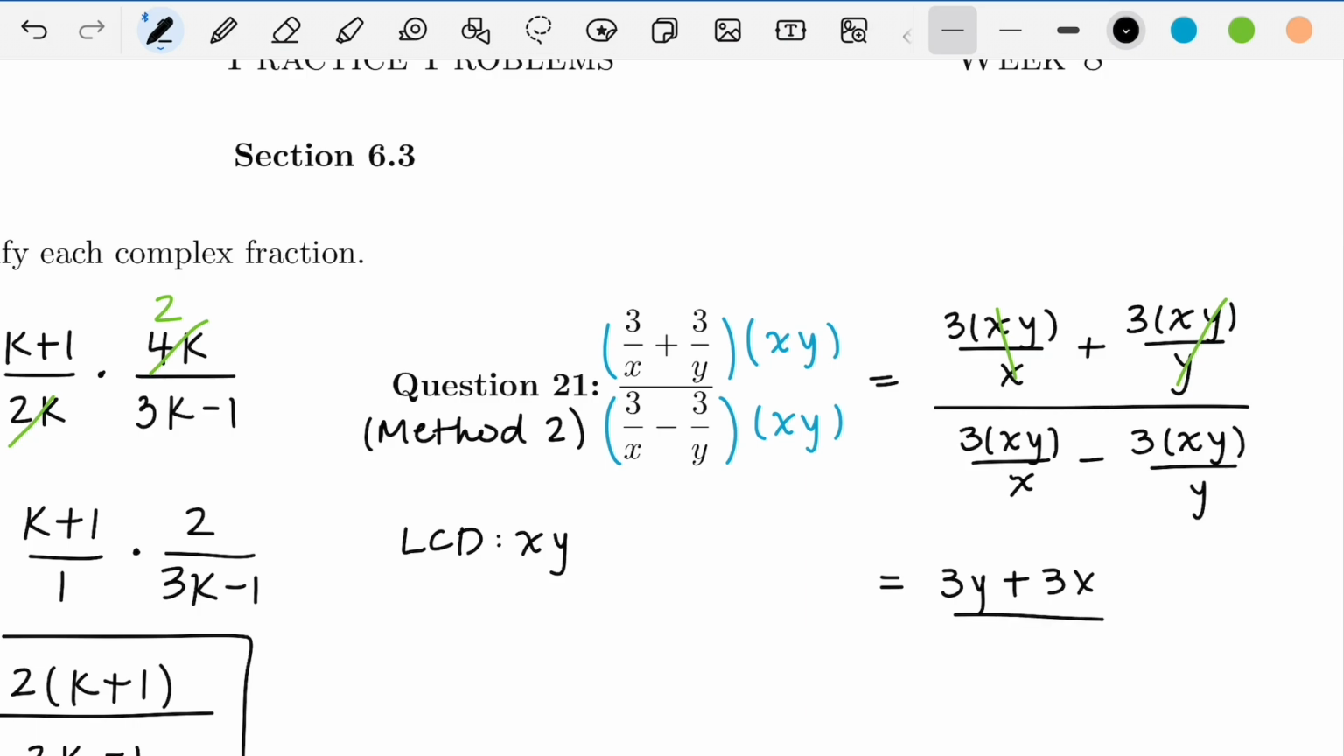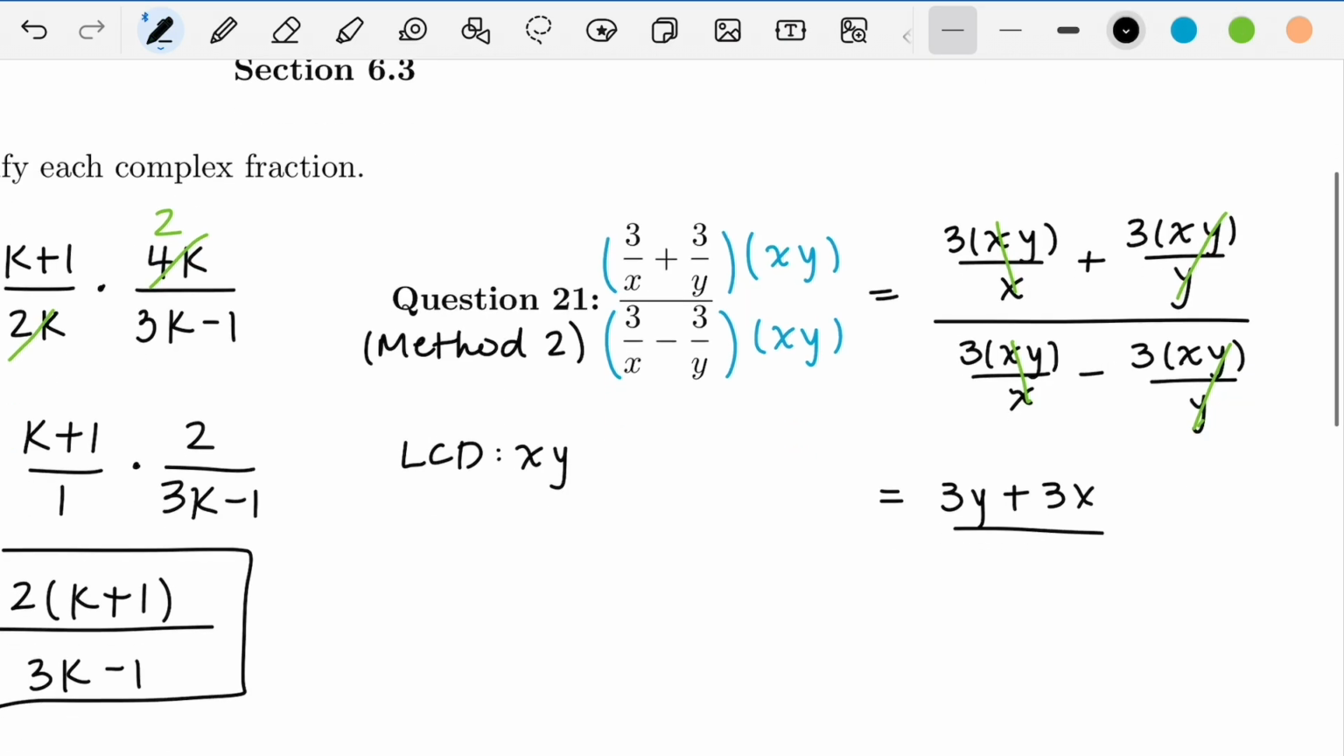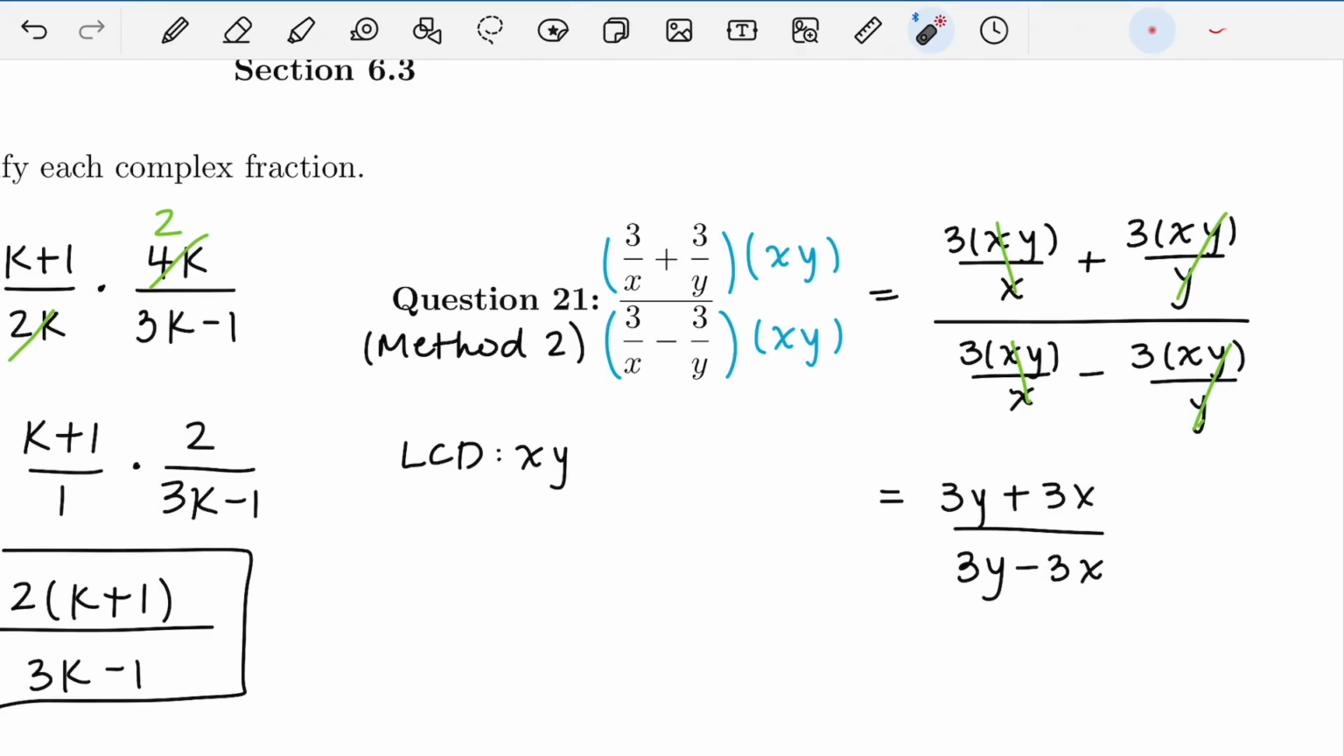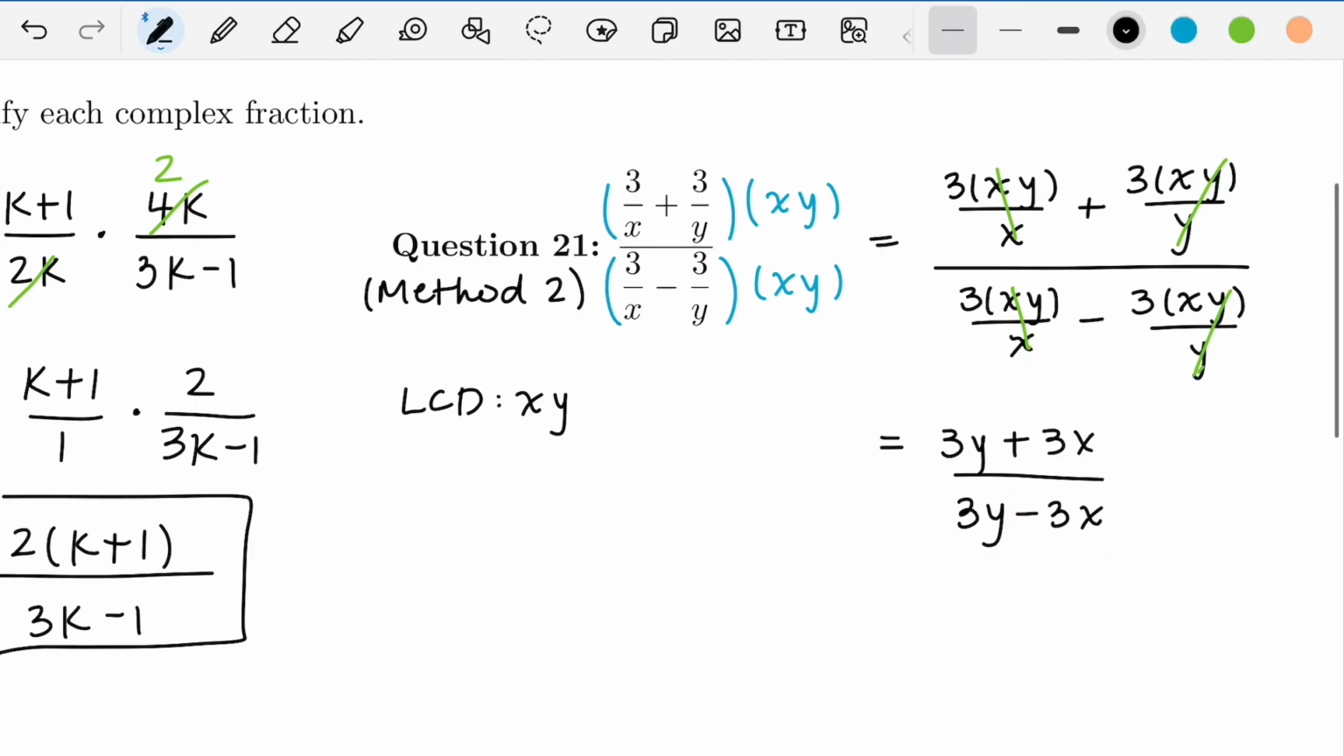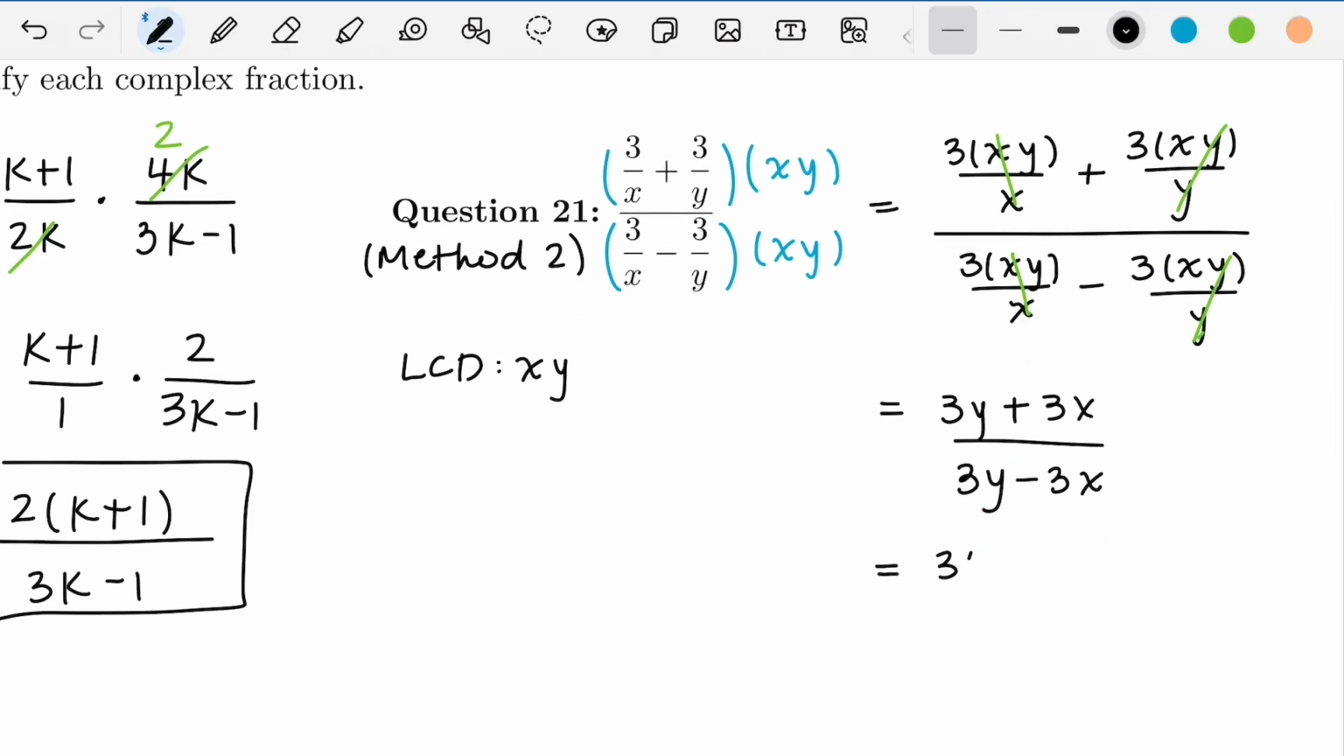Now in our denominator, something similar happens. These x's and these y's cancel. So we're left with 3 times y minus 3 times x. Now notice that both terms in our numerator here share a common factor of 3, and so do both terms in our denominator. So we can pull out a 3 from our numerator. We're left with y plus x, and then a 3 in our denominator, and we're left with y minus x.